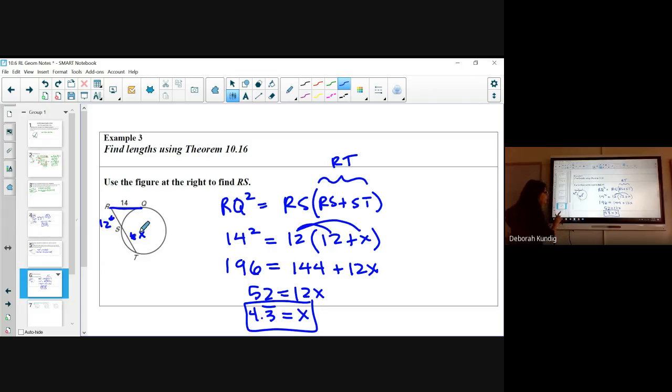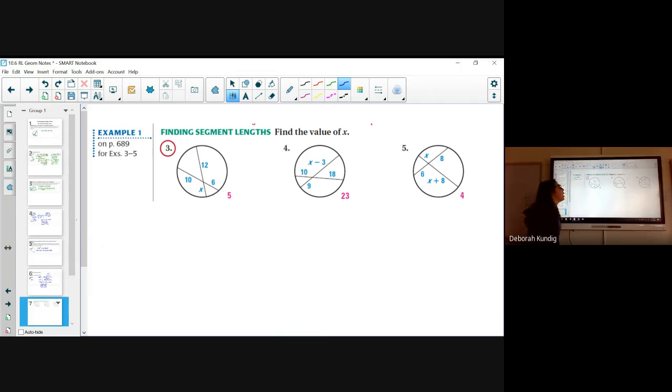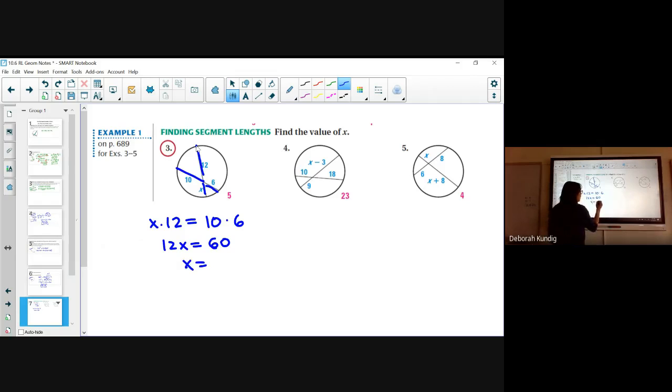So just to go over some more of these problems, again, these two are chords intersecting, which means I'm going to do piece times piece. This is the one where you don't have to add them together. So it's going to be x times 12 is equal to piece times piece, which is 10 times 6. All right, so it's going to be 12x is equal to 60. Divide both sides by 12, and you get x is equal to 5.